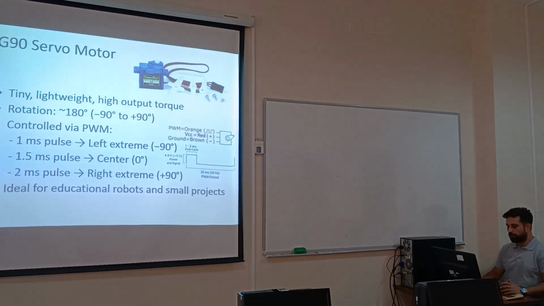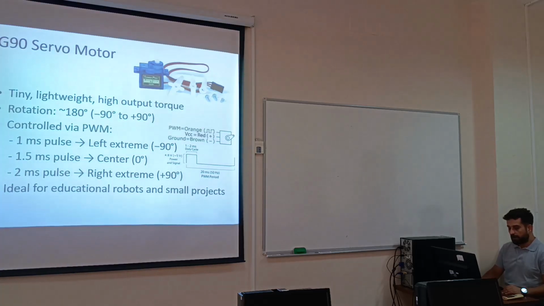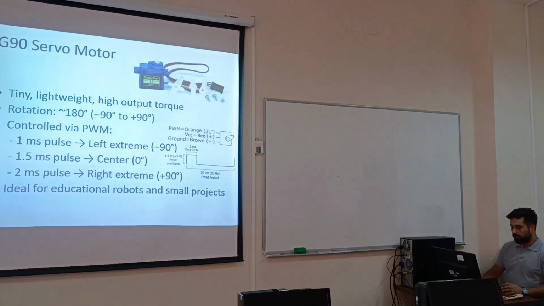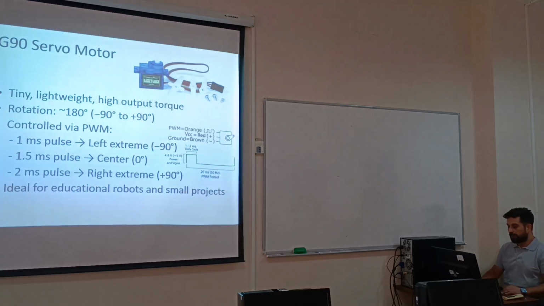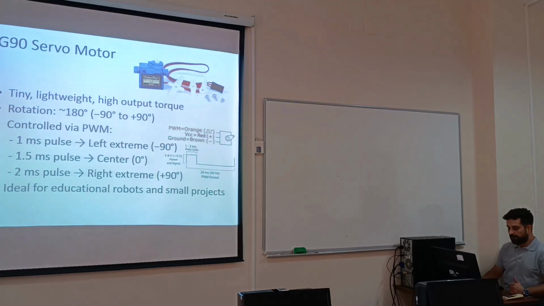Because of this simple and reliable control scheme, SG90 servos are extremely popular in robotics education, hobby projects, and small robotic systems. They don't require an additional motor controller or complex feedback circuitry, which makes them ideal for introducing students to real-world robotic actuation. By combining several SG90 servos, this robotic arm achieves motion at its base, shoulder, elbow, and gripper, resulting in a total of 3 or 4 degrees of freedom.